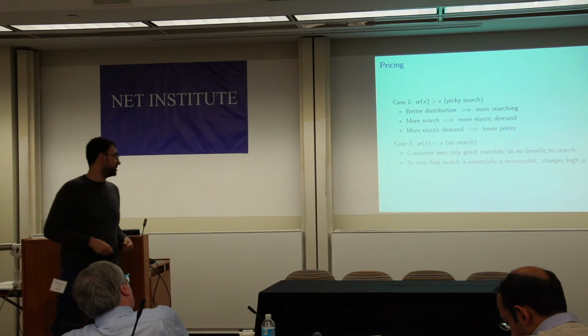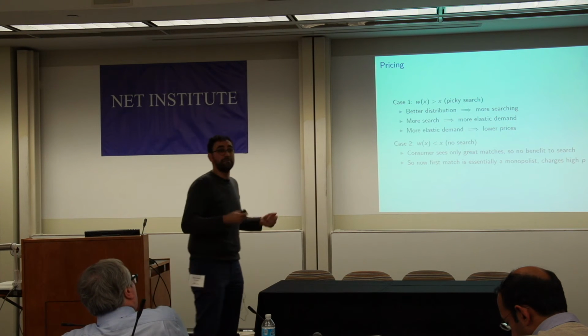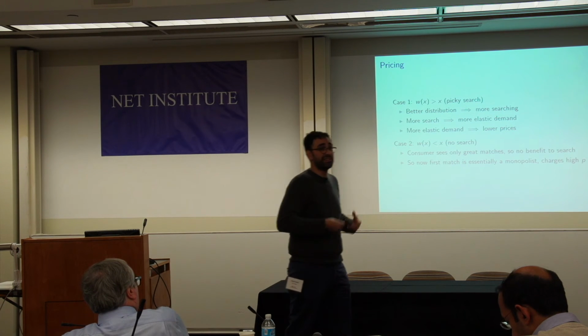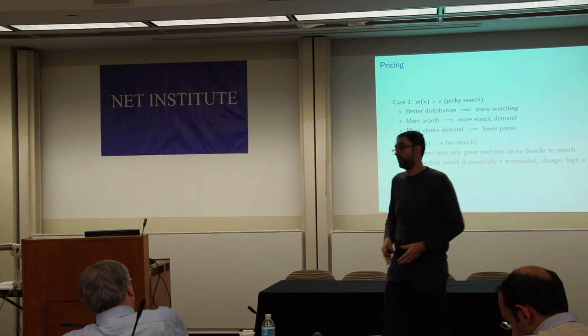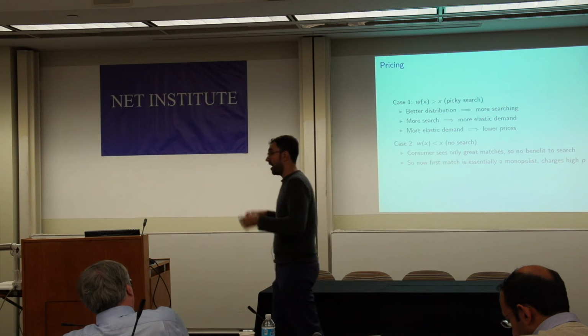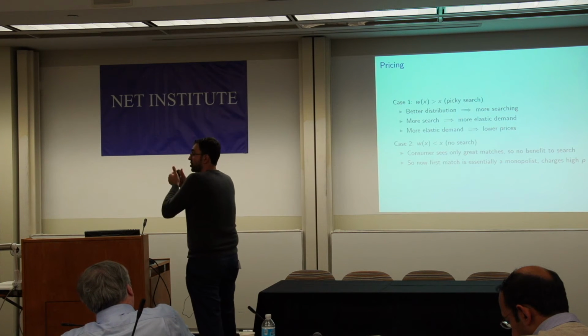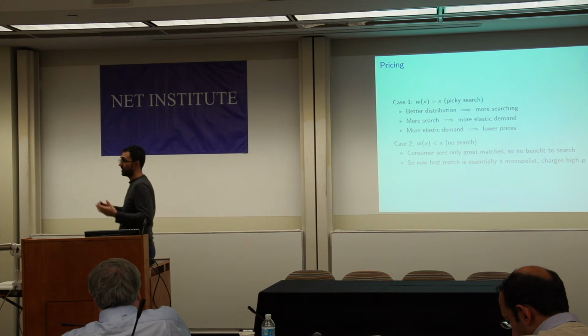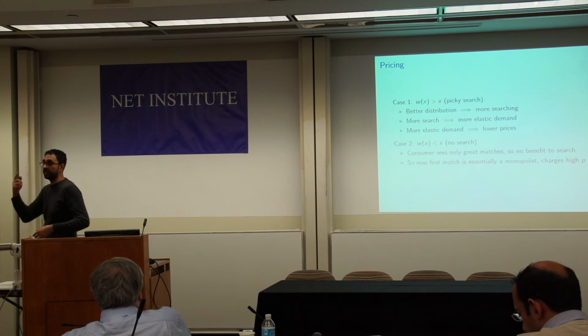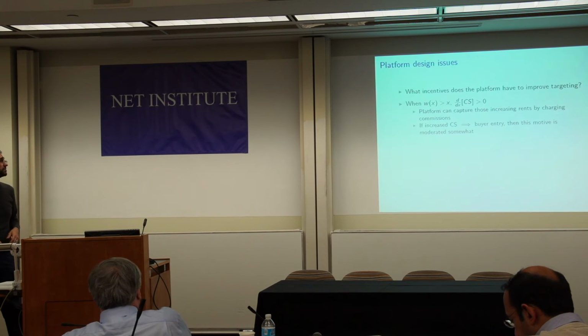In the flip side case, consumers are only going to see great matches from the beginning. And so what that means is that they're not going to bother searching. And so that means that the seller has essentially local monopoly power. The first person I see, I'm going to be buying from them, and therefore they can jack up their prices. And again, in equilibrium, everybody's happy to jack up their prices because everybody has an equal chance of being that first person that I see.